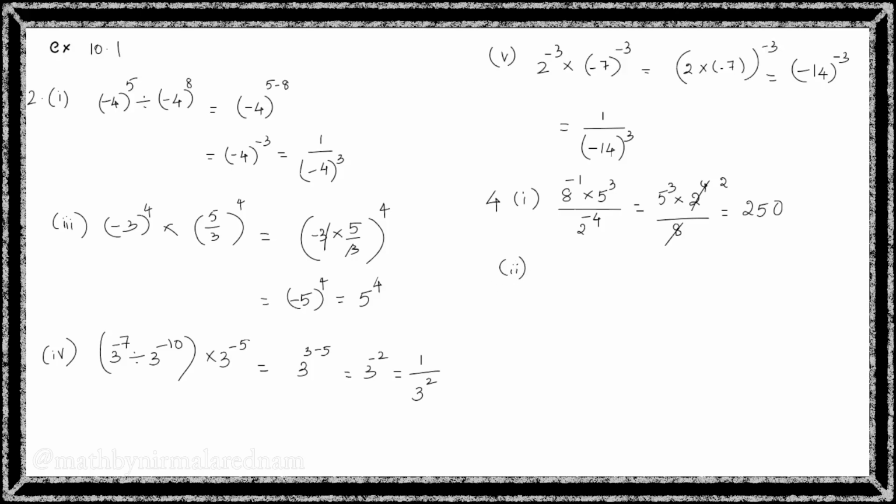Next, second bit. 5 power minus 1 into 2 power minus 1 into 6 power minus 1. Right? So like I said, I want positive exponents. So 5 into 2 into 6 is going to be in the denominator, which is simply going to give me 1 by 60, and that is the answer. Let's look at the fifth question.